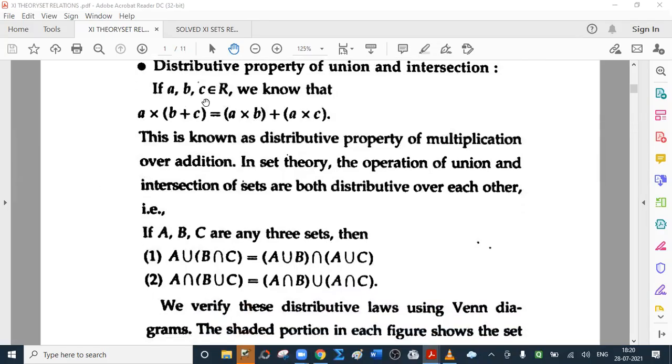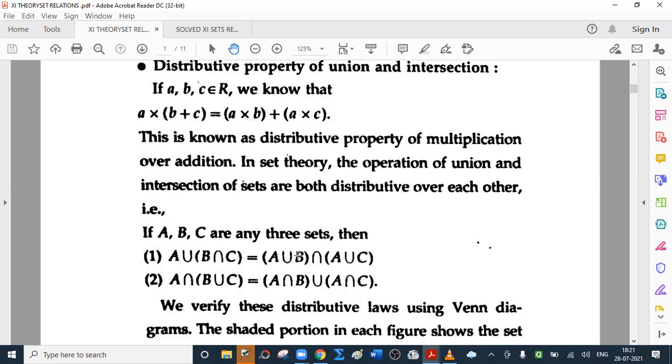Distributive property of union and intersection. If A, B, C belong to R, we know that A into B plus C is A into B plus A into C. This is known as distributive property of multiplication over addition. In set theory, the operation of union and intersection of sets are both distributive over each other. If A, B, C are any three sets, then A union B intersection C is what? A union B intersection A union C.